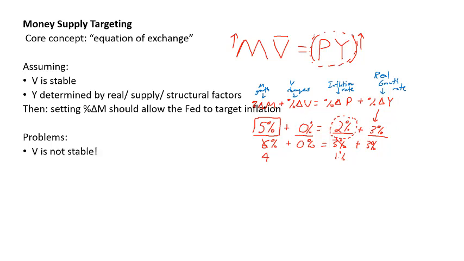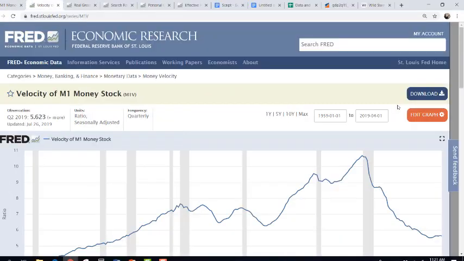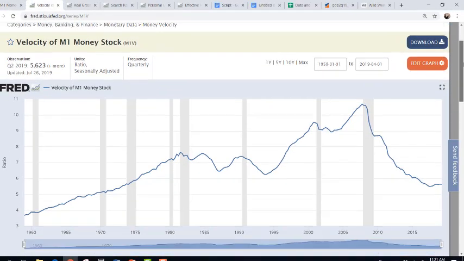There's several problems with this. One is that observed velocity is not stable. Let's take a look. Velocity of the M1 money stock.